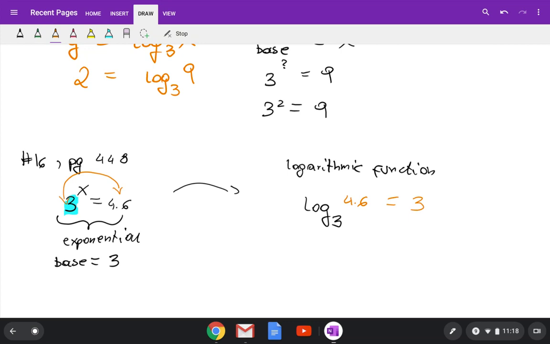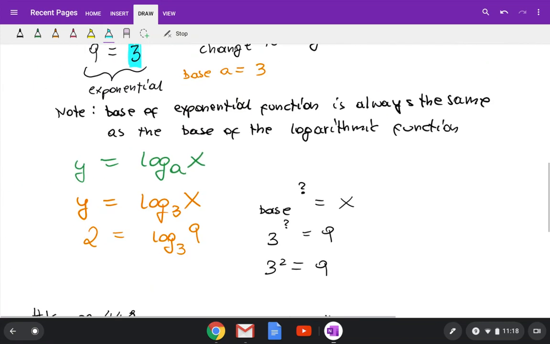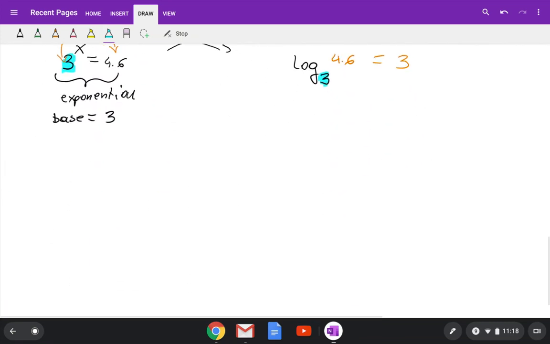Okay, so from exponential, we switch to logarithmic function. So always figure out what the base is, and then switch the remaining two numbers. Okay, next, example 2.